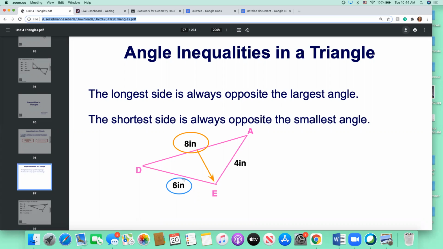If I want to look at my medium angle, I go to my side that's in the middle, so 6. So we have to look at what angle goes with it. Which one is directly across from the 6? You guys can just answer, you don't have to raise your hand. So A. Now if we want to talk about the smallest angle, we can look right here and say across from that is D. Does that make sense? So the biggest angle goes with the biggest side and vice versa, which is what this wording right here means, okay?